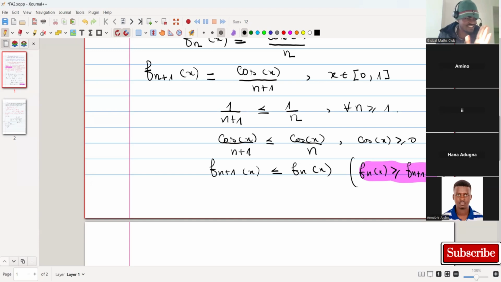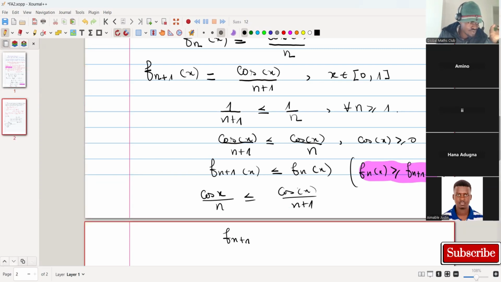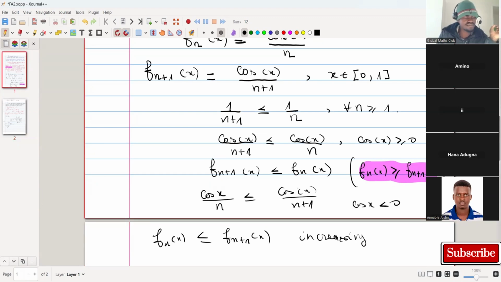But cosine x is positive. If cosine x was negative, it will be like this. And this changes everything, because we are going to have now fn of x less than fn plus 1 of x. And this is an increasing sequence if cosine x is negative. But I think it's not the case here.